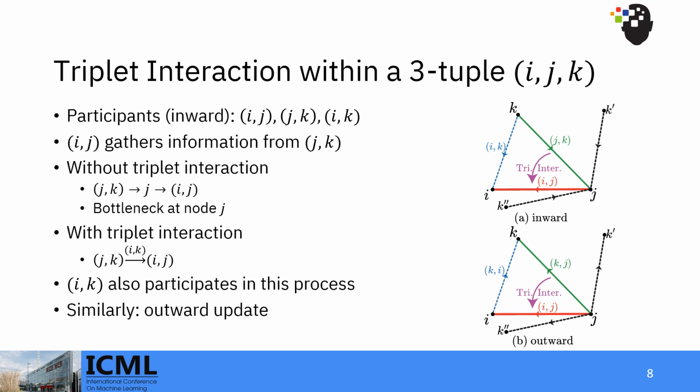With our triplet interaction, we enable direct communication. JK can directly update IJ. Moreover, IK also participates in this process, allowing for a more comprehensive update that considers all pairwise relationships within the three-tuple. We also have an outward update that works similarly, but in the opposite direction.